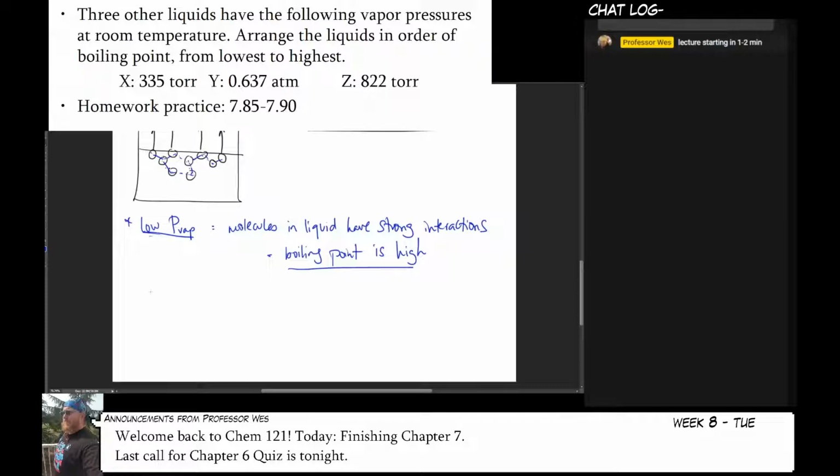So I've already got X and Z in torr. So 822. And then Y is in atmospheres. So in order to compare all these three things together, I'm going to just turn them all into torr. And then we can compare them together. And what did I get? 484.